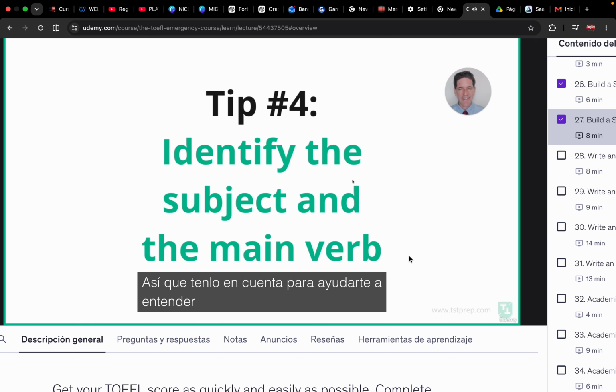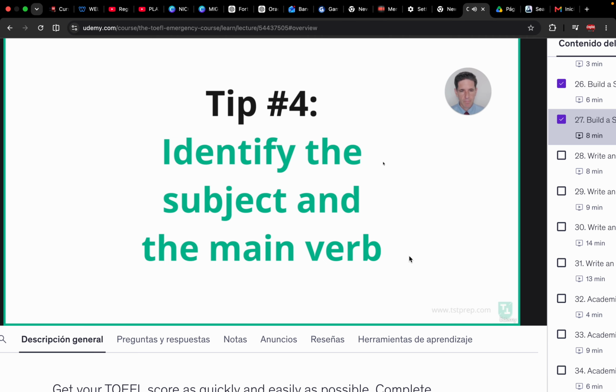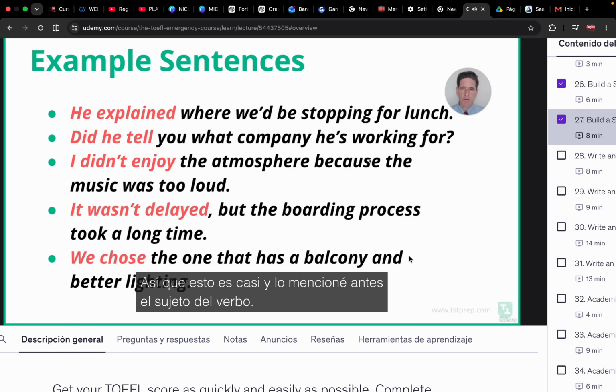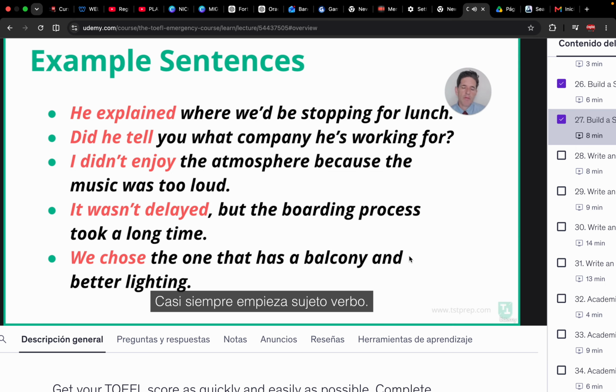So make sure you keep that in mind to help you figure out the structure, help you answer the questions better. The last tip is to identify the subject and the main verb. So this is almost, and I mentioned this before, the subject of the verb, it almost always starts subject-verb. Not always, but a lot of the times. He explained, did he tell? I didn't enjoy, it wasn't delayed, we chose.